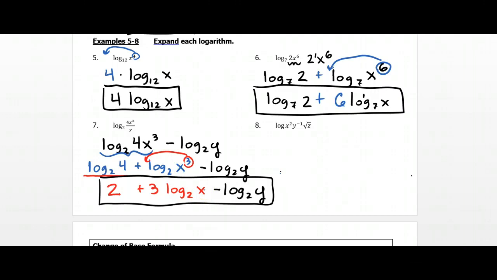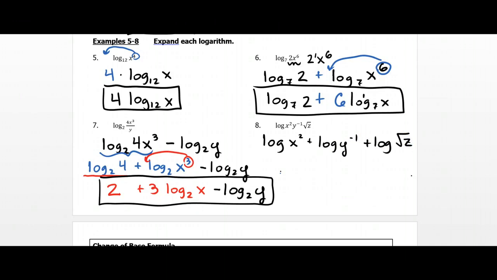Okay, finally number 8, we have log base 10 of x squared times y to the negative first times radical z. Because this is a product, we're going to use the product property and make this a sum of logs. So this is going to be log base 10 of x squared plus log base 10 of y to the negative first plus log base 10 of radical z.